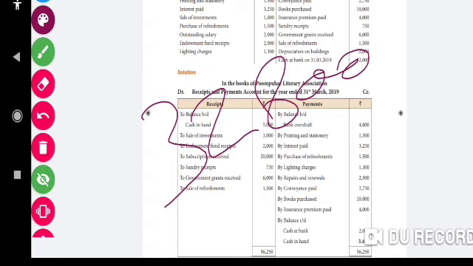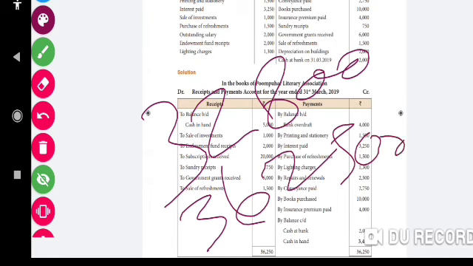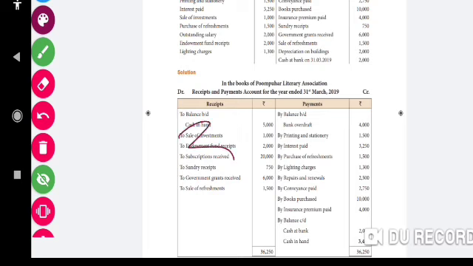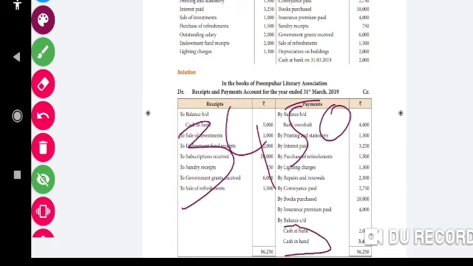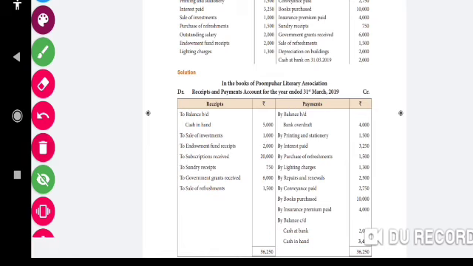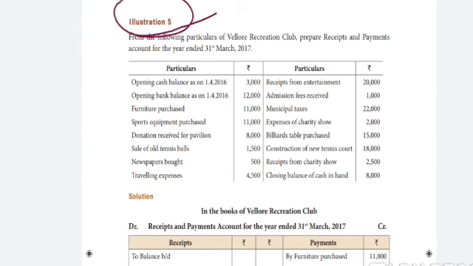32,800 deducted from the total value 36,250. Remaining value 3,450 is the cash in hand, 3,450. So are you all clear, student? Read the illustration, fifth sum.